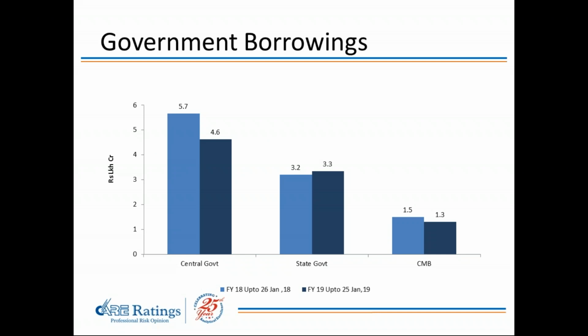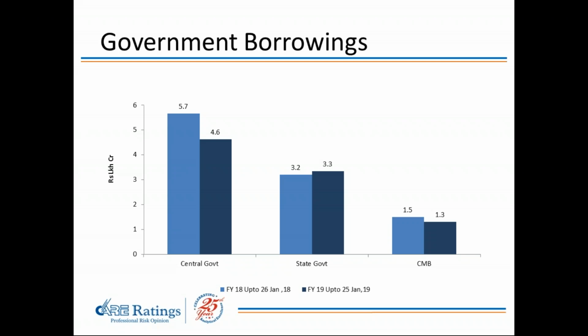The market borrowings of the government also weighs on liquidity in the banking system, with banks and financial institutions being the largest buyers of these securities. It is worth noting here that total government borrowings this year have been lower than the previous year, mainly on account of lower central government borrowings. So far, the central government has borrowed rupees 4.6 lakh crores, which is nearly rupees 1 lakh crore less than the corresponding period last year, while the state government borrowings have been fairly stable at around rupees 3.3 lakh crores.